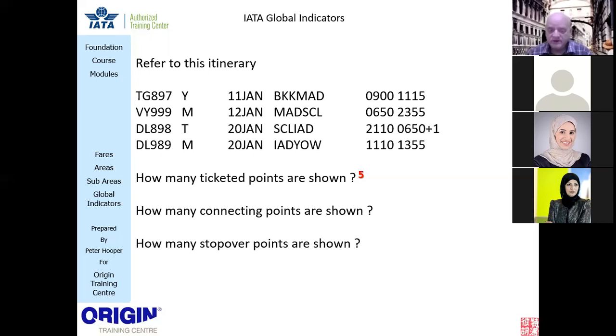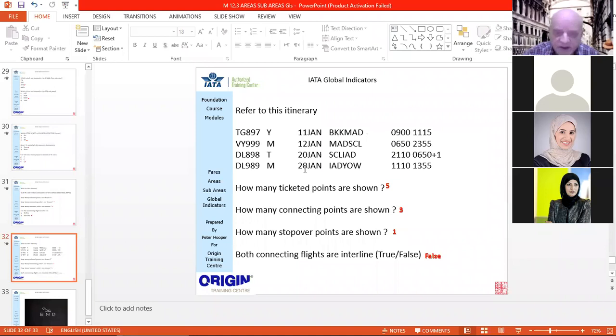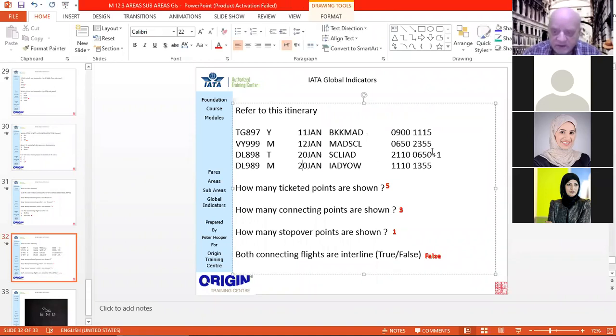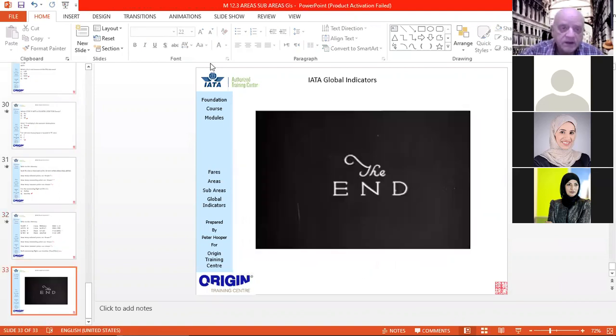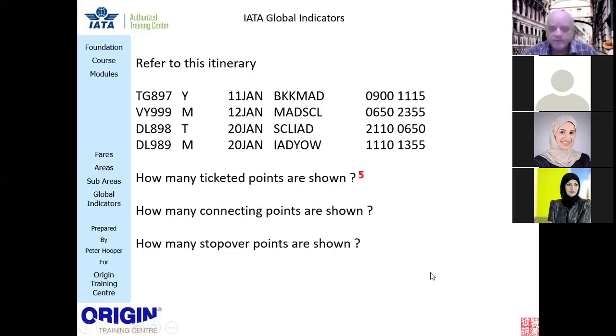Connection or stopover? Washington is a stopover. Okay, let me change something, make it a bit easier. 21 Jan. Made it a bit easier.